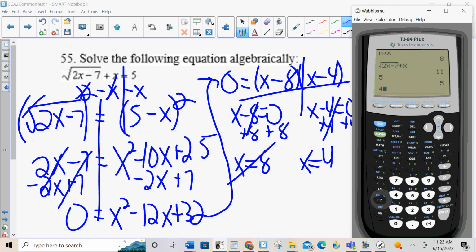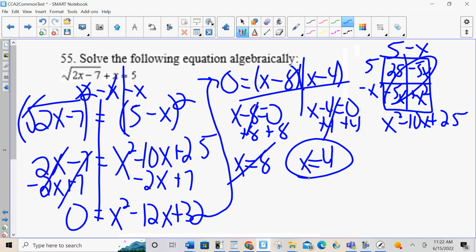So I'm going to do 4 store as x. I'm going to copy the left-hand side. I already typed it. I'm going to type in the right-hand side. Does the left-hand side equal the right-hand side? Yes. That is the answer to the problem.